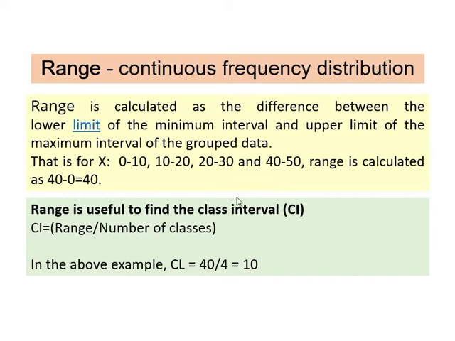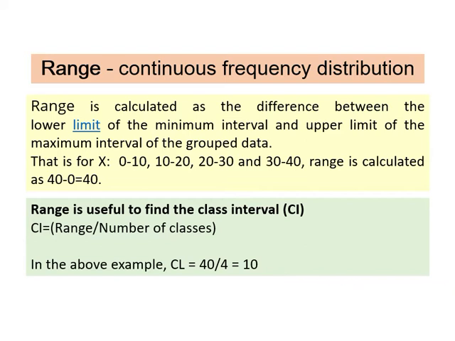Earlier we saw data for individual observations. Now we will see how we calculate the range for a continuous frequency distribution. For a continuous frequency distribution, range is calculated as the difference between the lower limit of the minimum interval and the upper limit of the maximum interval in grouped data. So suppose you have some class intervals here, 0 to 10, 10 to 20, 20 to 30 and 30 to 40. The range is calculated as the difference between the lower limit of the minimum interval and the upper limit of the maximum interval.